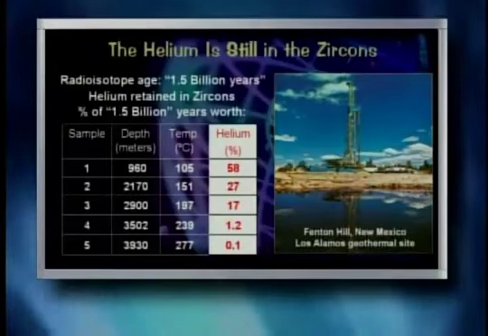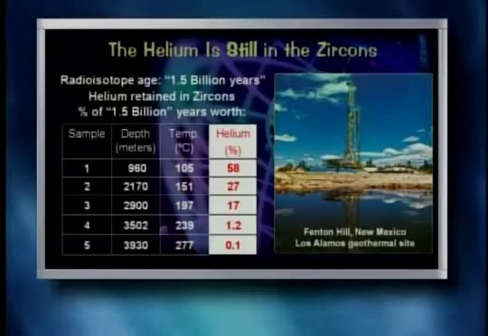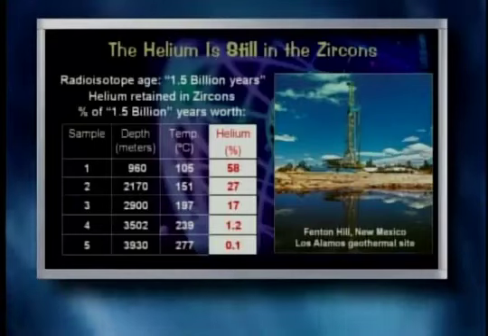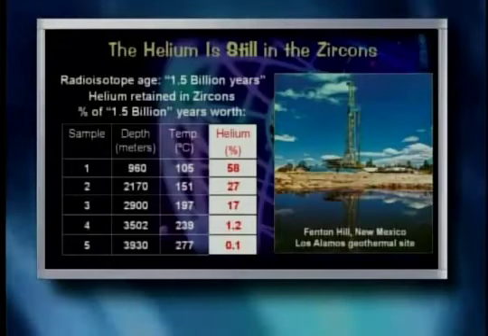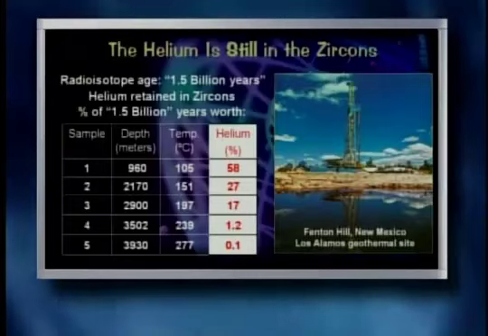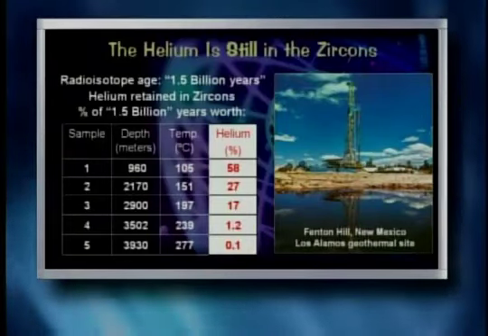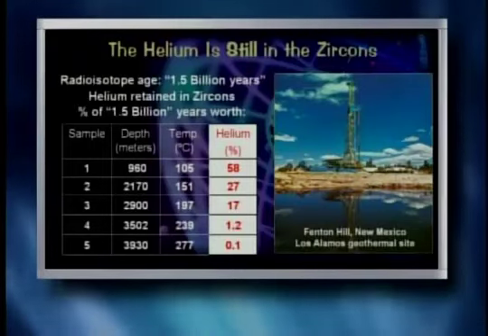Sample number 1 is near the top, at about 1,000 meters, which would be about 3,000 feet down in the ground, at a temperature of a little over 100 degrees centigrade, which is about the boiling point of water. In that sample, we found that 58% of the helium was still there in the zircons that would have been released in 1.5 billion years, the equivalent of 1.5 billion years of decay.